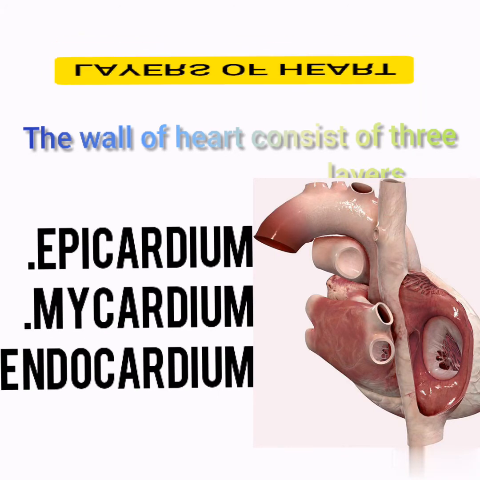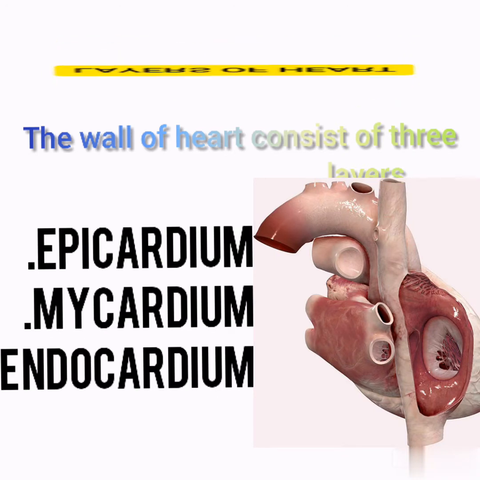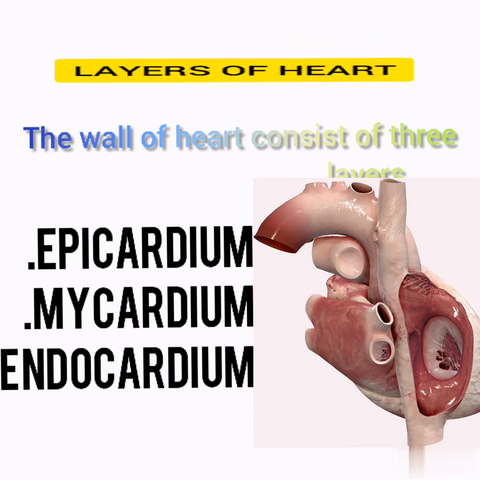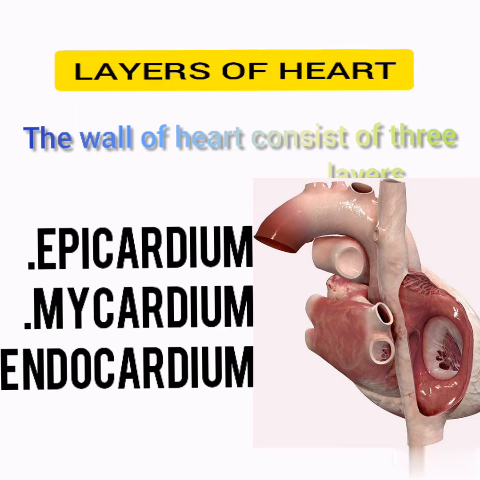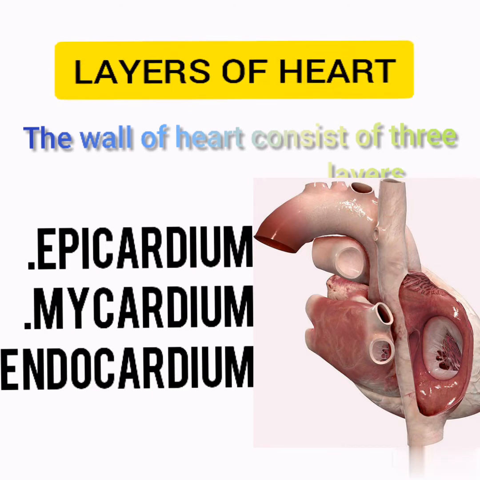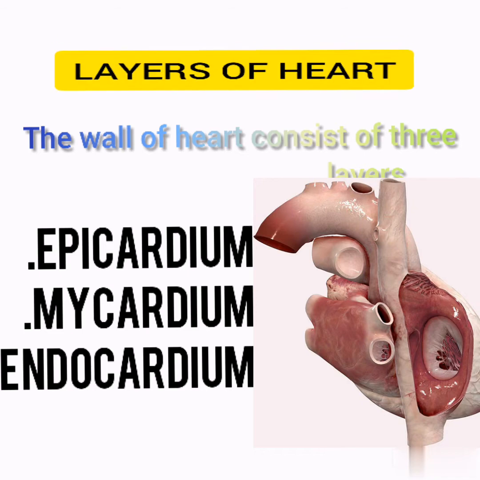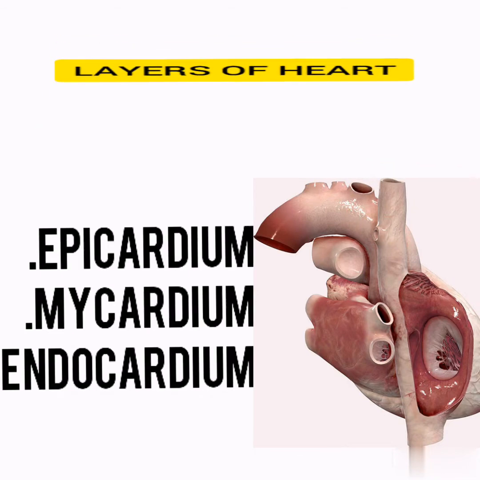The wall of the heart consists of 3 layers: epicardium, myocardium, and endocardium. Epicardium is the upper layer, myocardium is the internal muscular layer, and endocardium is the innermost layer.